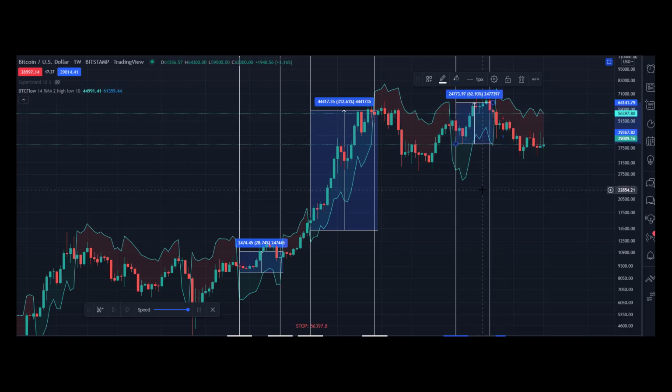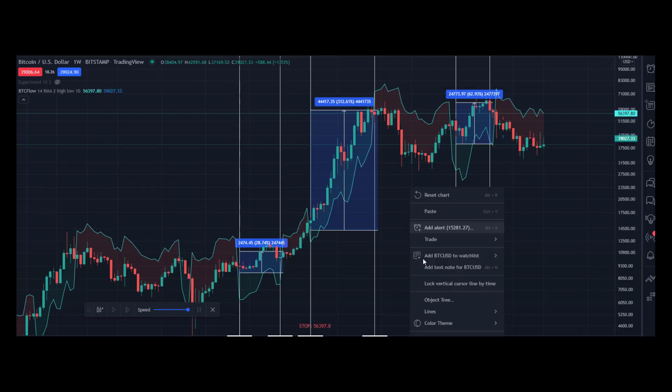Remember, this is a lagging indicator, okay? So that's why the entries are not perfect, but the most important thing here is not the top or the bottom price. The most important thing here is the trend. With this indicator, we are riding the trend.